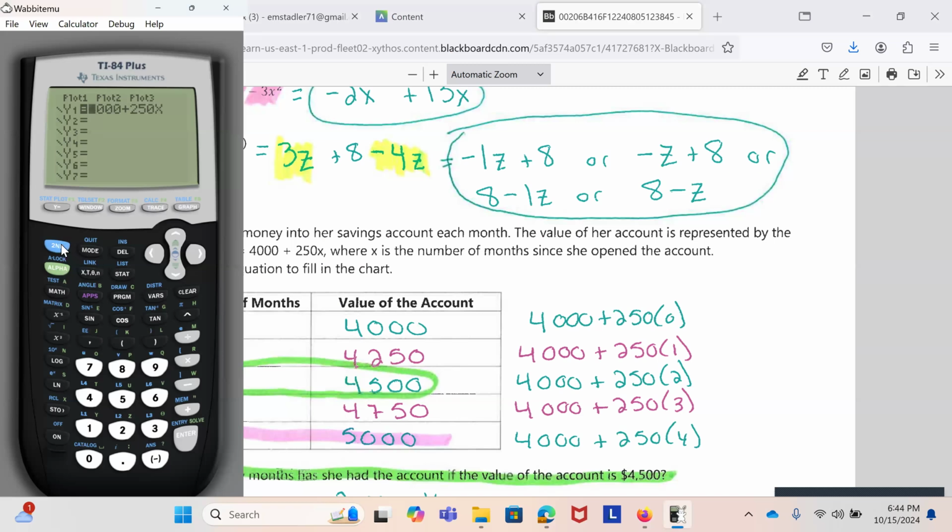And then I want to set my table. So I go second window, because it says table setup. I want to start at 0, and I'm counting by ones, so that's good. And then I hit second graph, and that'll show me the whole table. Again, on a test, I'd probably do it both ways, by hand and then in the calculator. If they match, I feel pretty confident that I'm right. If they don't match, I'm going to go back and make sure I typed things in right.